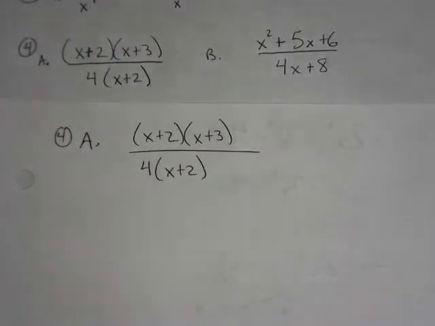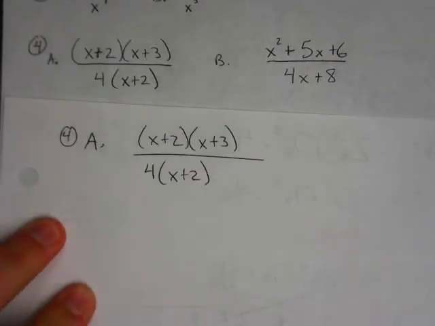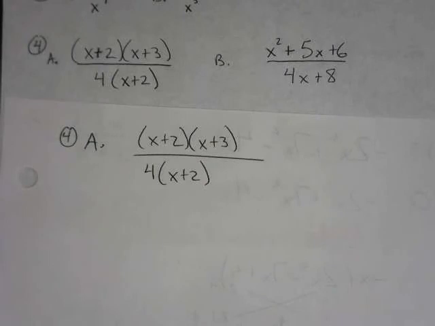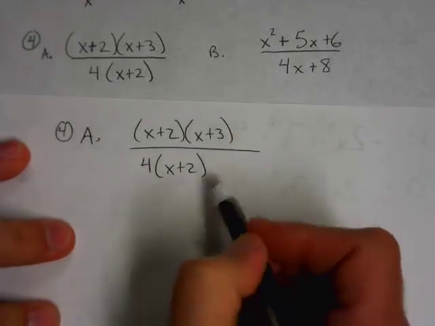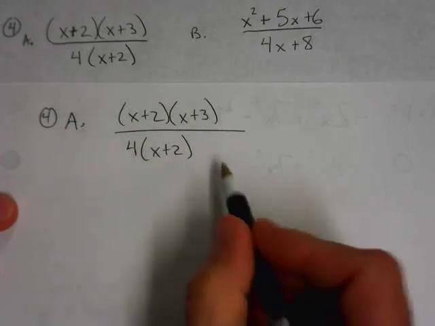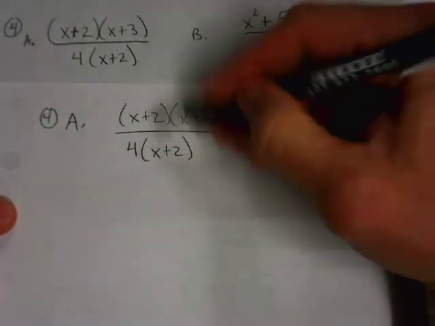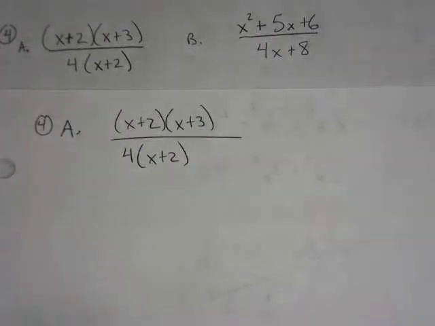So what we cannot do is cancel the x's here. We can't do that. We can only cancel things that are being multiplied. So are there any similar things in the numerator and denominator that are being multiplied? Absolutely. We have an x plus 2 here and an x plus 2 there. And remember, we also can't cancel this way. We can't cancel addition. We can only cancel multiplication. So what can we do?